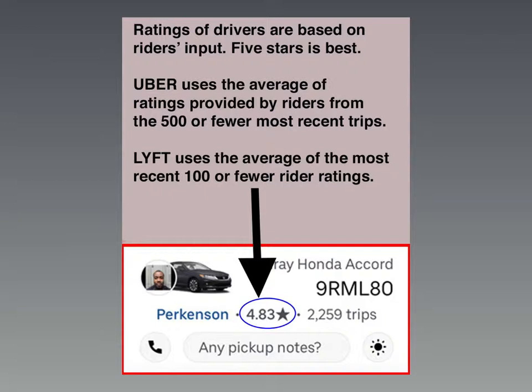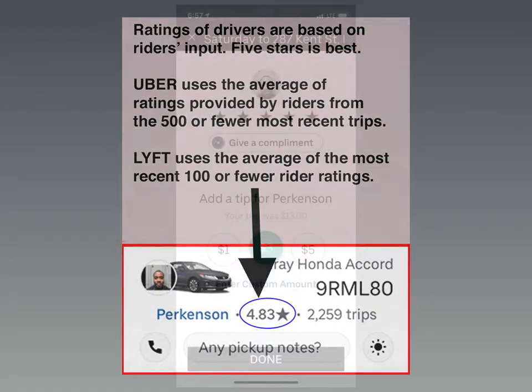Now here's the information we saw earlier on Perkinson. He's got 4.83 stars. He's had 2,259 trips. 5 stars is the best you can get, so Perkinson is rated pretty high. Now, the ratings are based on information that you and I and other drivers plug in. Uber, for its ratings, uses the average ratings by the most recent 500 drivers. Lyft uses the average of the most recent ratings by the most recent 100 drivers.